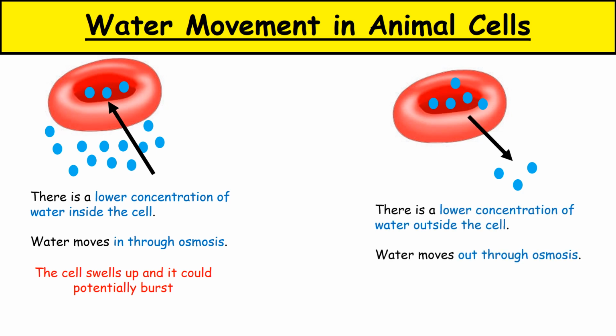Whereas in the other cell, we've got a lower concentration outside of the cell and the water can move out through osmosis. And the cell could then shrink.